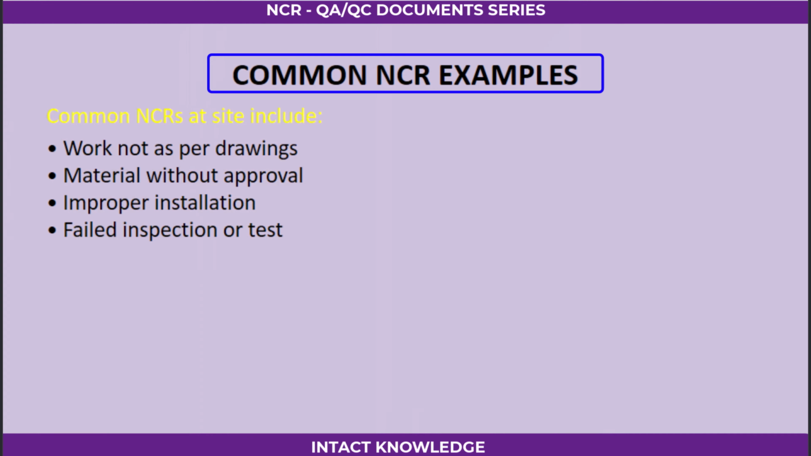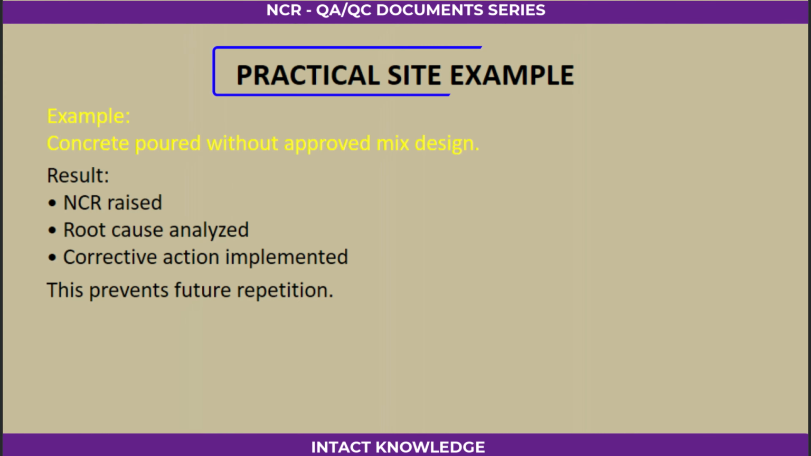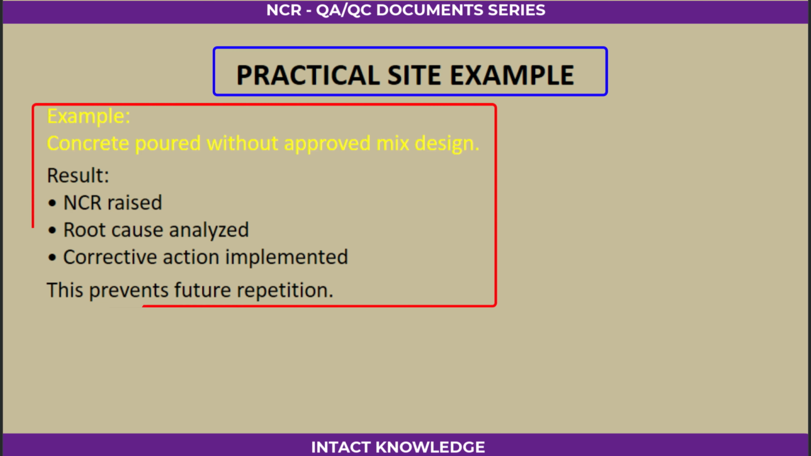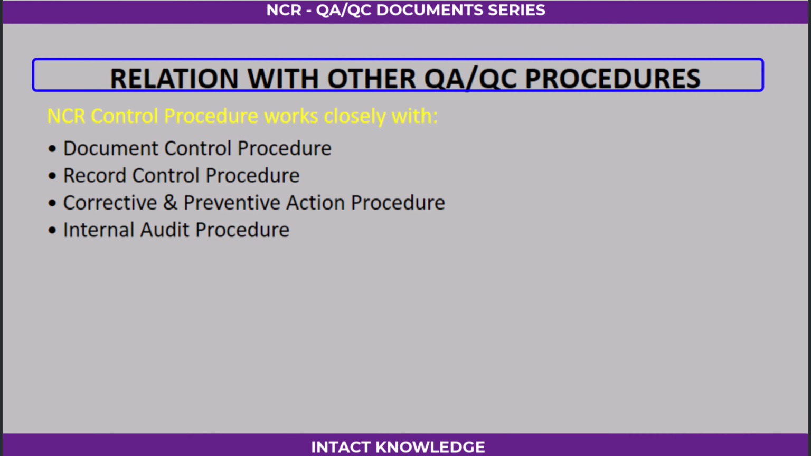Common NCR examples. Common NCRs at site include work not as per drawings, material without approval, improper installation, and failed inspection or test. Practical site example. A practical NCR example is concrete poured without approved mix design. Result: NCR raised, root cause analyzed, corrective action implemented. This prevents future repetition.